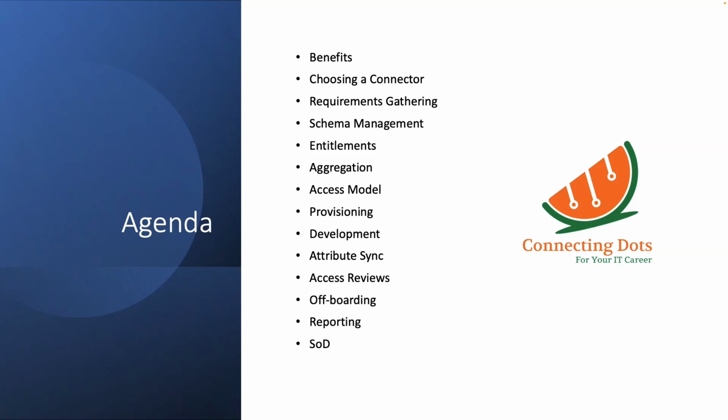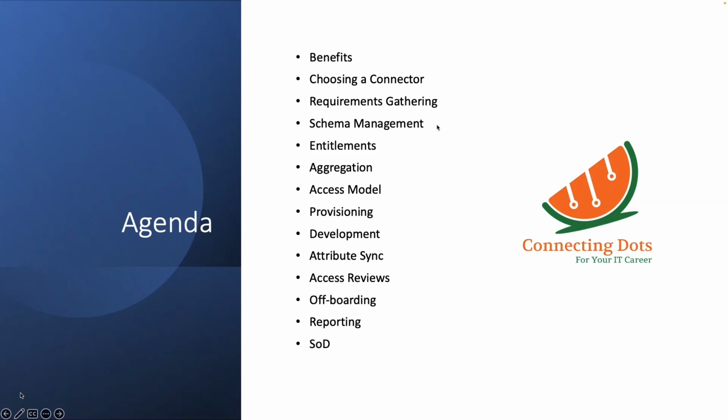If it is file based, it's a different approach. If it is web services, REST API or SOAP API, you need to work with them. What is the base URL, where it is located, all that stuff you will be discussing. Based on that only, right, you will choose the connector. Once the connector is decided, you will come to know what kind of data you need. So that's about requirement gathering.